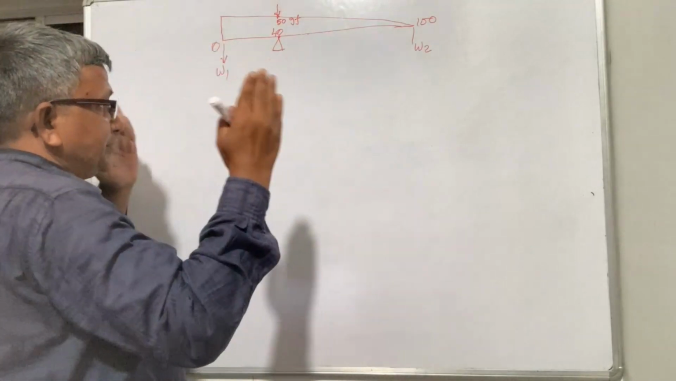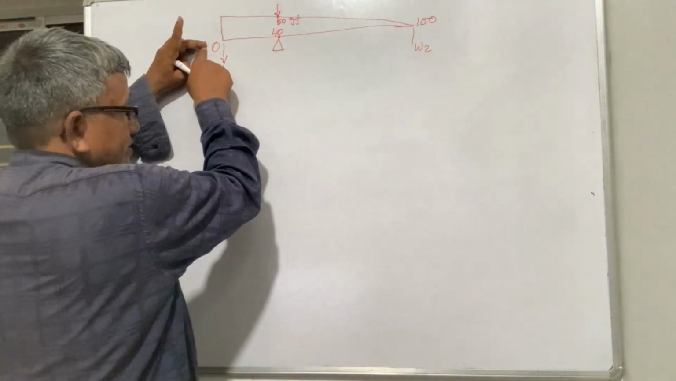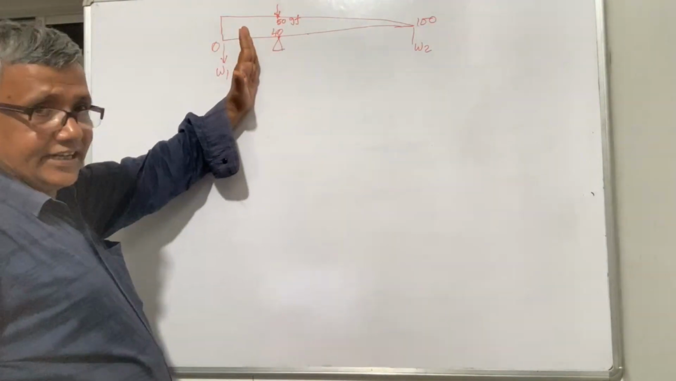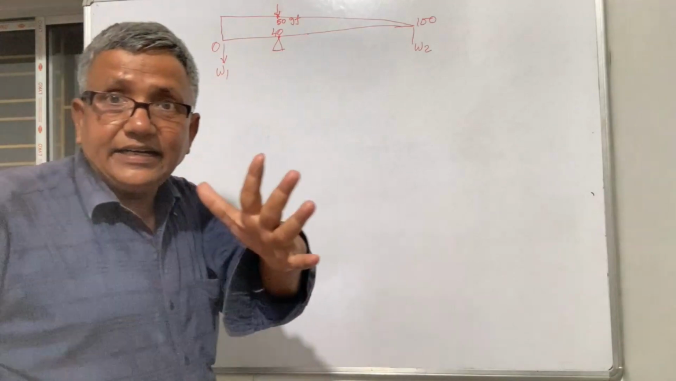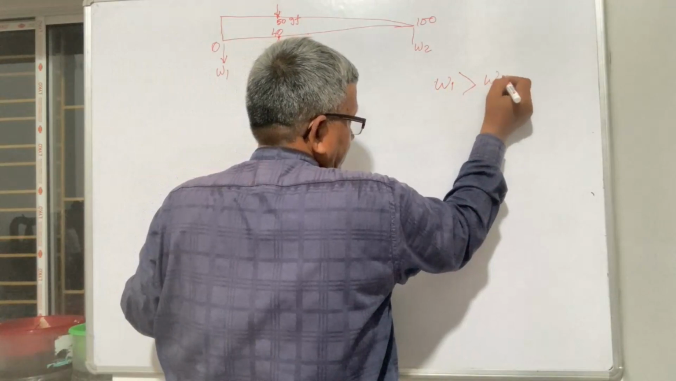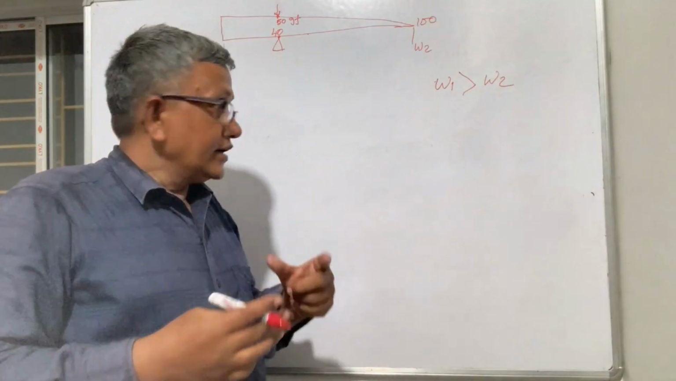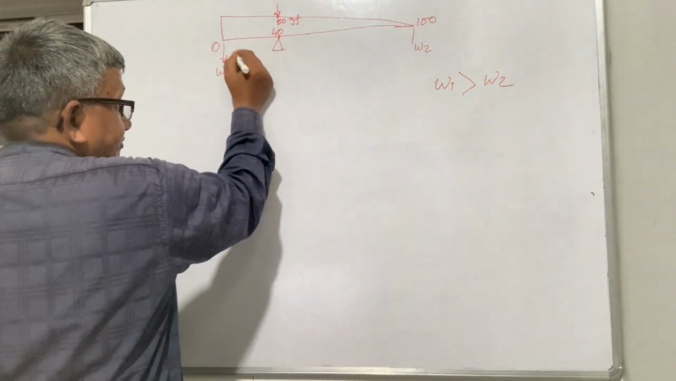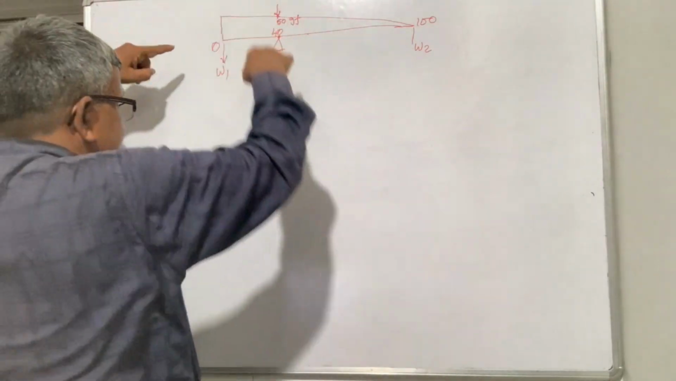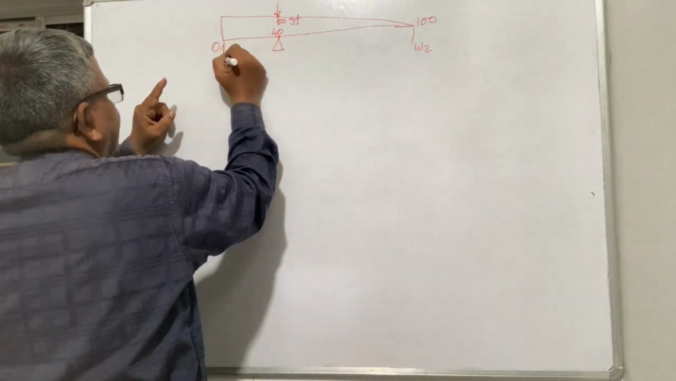Say I am taking two weights, W1 and W2. This is 0, this is 100, this is 40. At the near end, W1, blindly you can say W1 greater than W2. We will prove this. Near end to the pivot, it will be more. Now, 50 gram force is balanced. So it is W1.